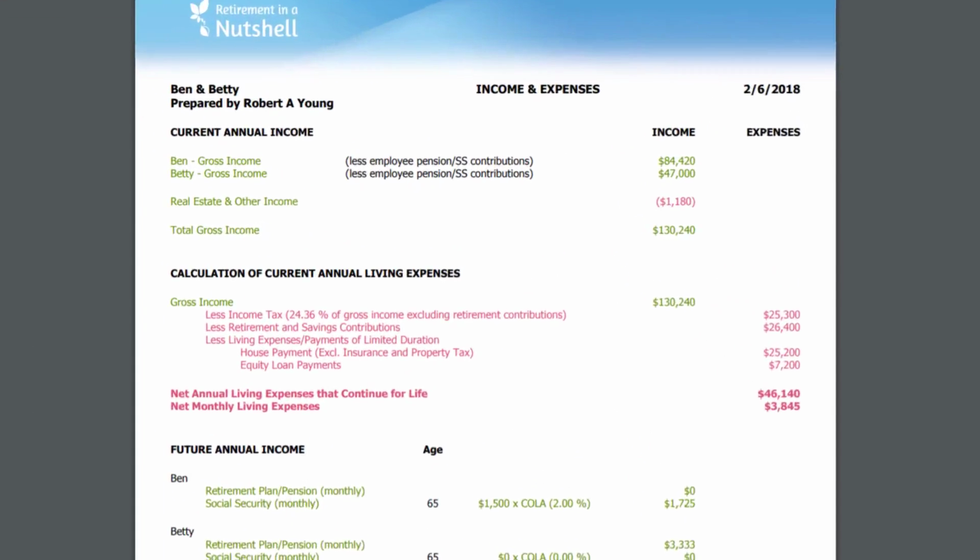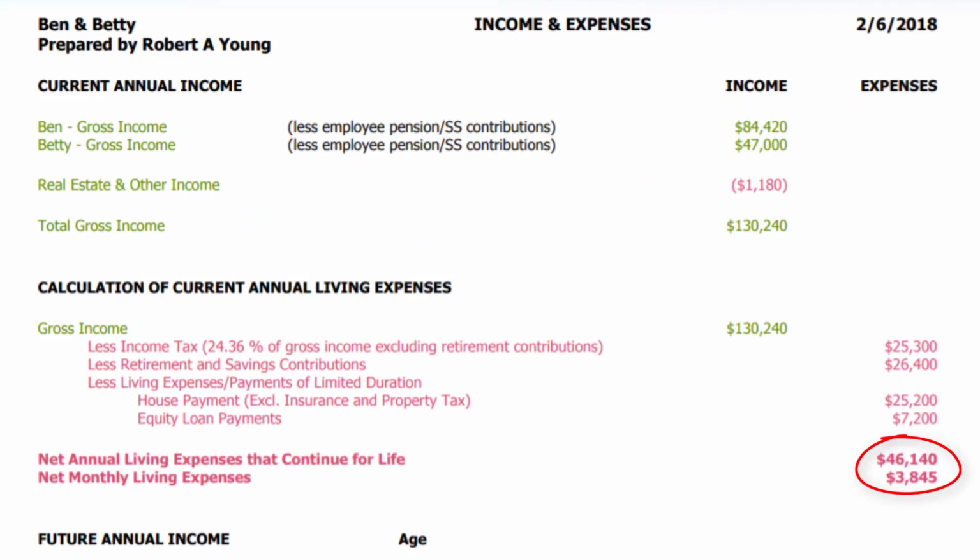If a client looks at the calculation and says, "We're not spending that much," then your next question is, if you're not spending that much, where is the money going? You must be saving it somewhere. It forces them to disclose where their money is going if it isn't being spent.